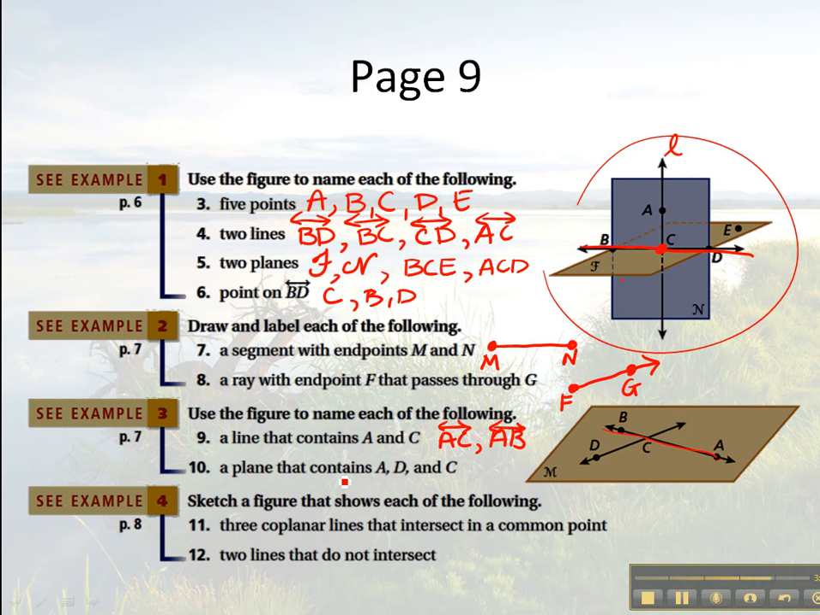A plane that contains A, B, and C. Again, you don't even need the picture because you know that a plane can be labeled by the 3 points that it has, so ADC would be an answer. You could also use that script M that they give you, or we could use totally different points like A, C, B. It's on the same plane.